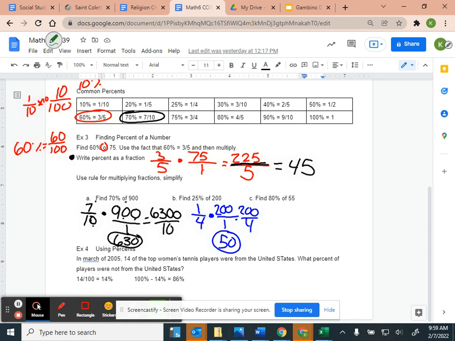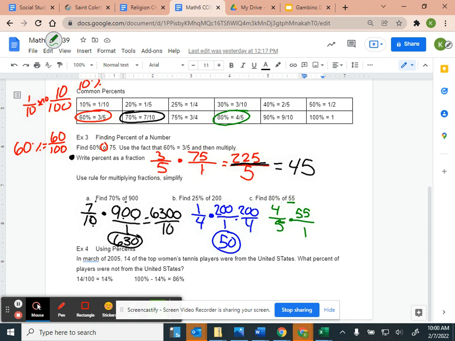Adrian, look at C. Find 80% of 55. What do I want to put? 80% we know is 4/5, so I'm going to turn that percentage into my fraction. 4/5 times 55. So I want to multiply going across. What is 4 times 55?